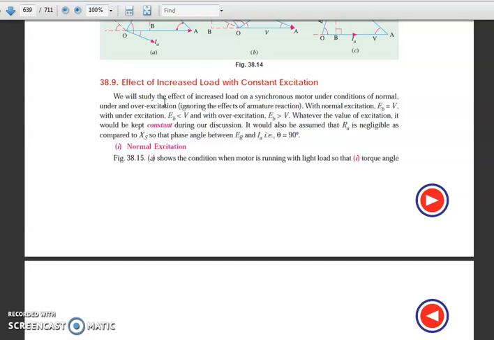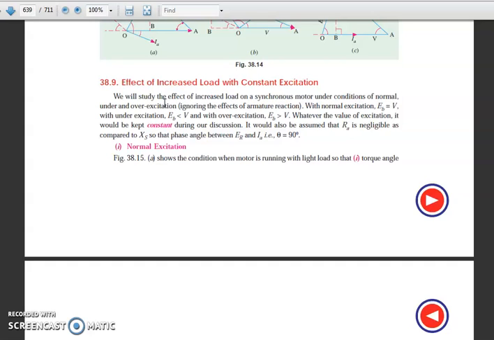Normal excitation means back EMF is equal to supply voltage. Under excitation means back EMF is less than supply voltage. And over excitation means back EMF is greater than supply voltage. These are the three conditions.